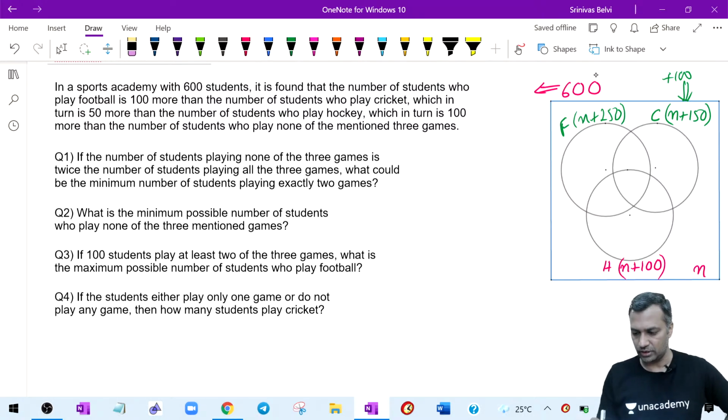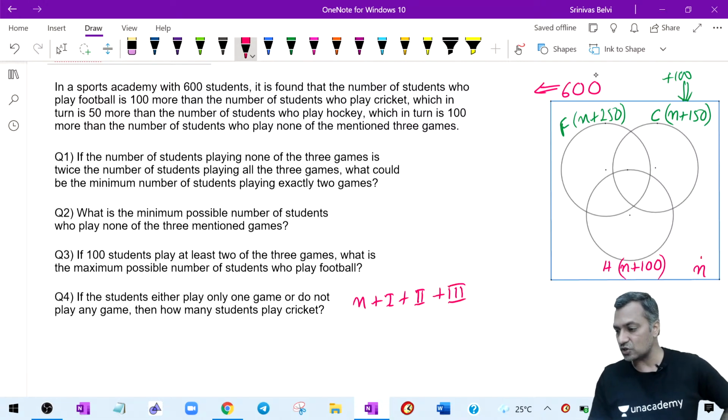Let me write a little below here. There is an N involved in this, region of 1s, region of 2s, and region of 3s. Because none of this is also there, it is not 0. All this put together is 600. Fair enough. This is 600.